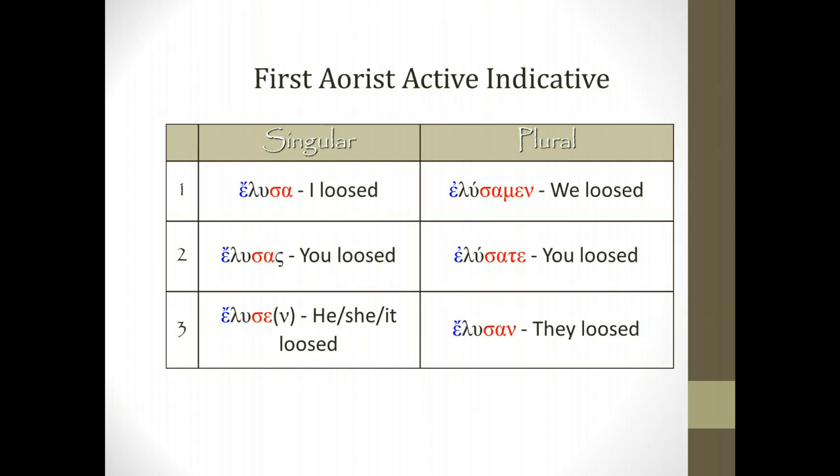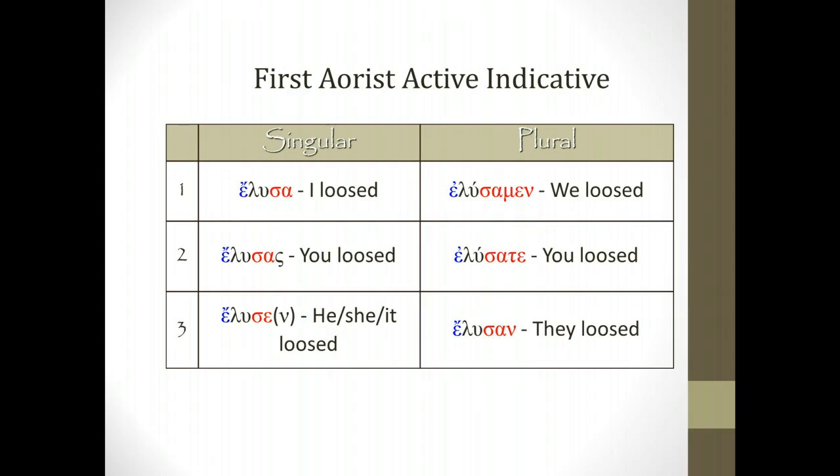So we have in the first person singular, elusa, I loosed. Second person singular, elusas, you loosed. Third person singular, elusen, he, she, or it loosed. Notice here a movable nu for the third person singular. In the plural, we have elusamen, we loosed. In the second plural, elusata, you loosed. And then elusan, they loosed.